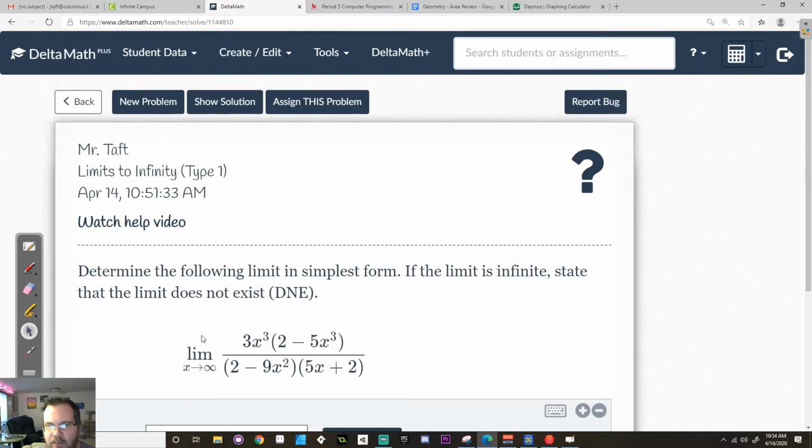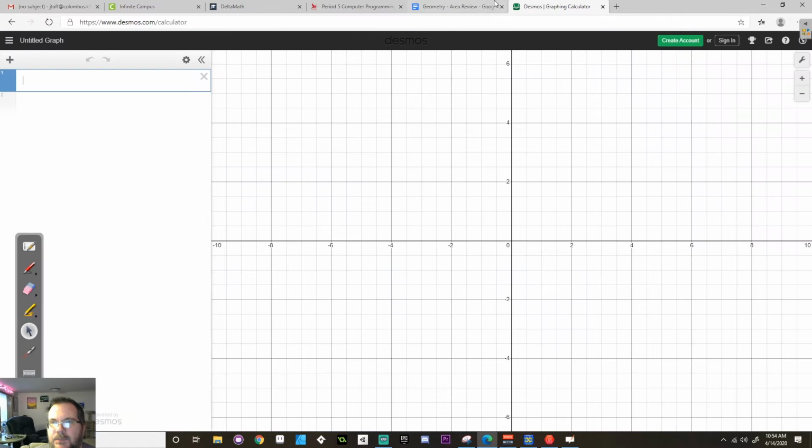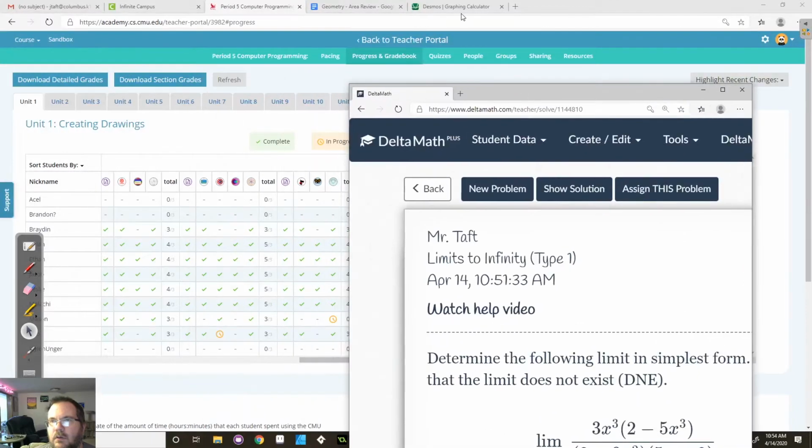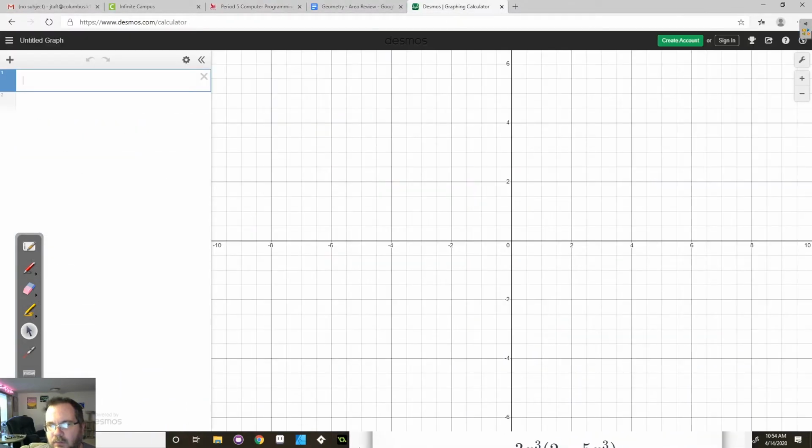We're looking at the limit as x approaches infinity of 3x cubed times 2 minus 5x cubed, all over 2 minus 9x squared times 5x plus 2. What I'm going to do first is look at doing this analytically using Desmos. I'm going to dock these windows here as I enter it into Desmos.